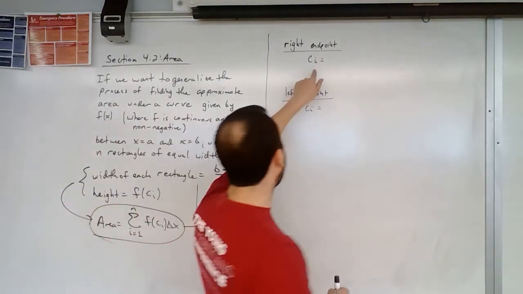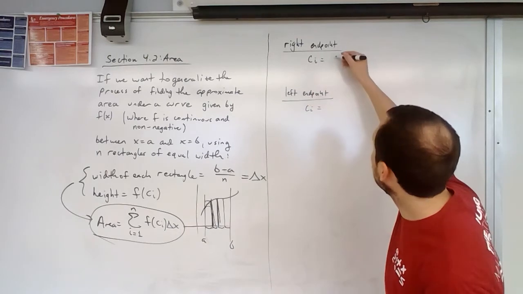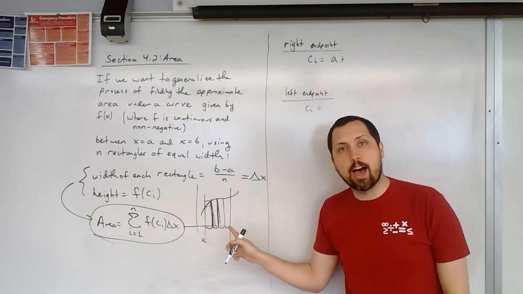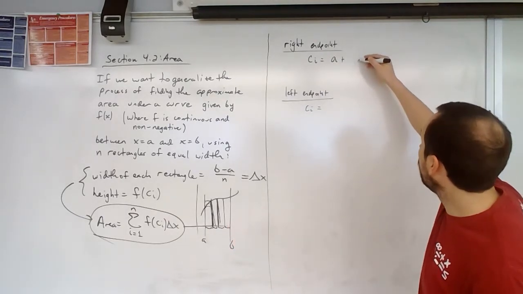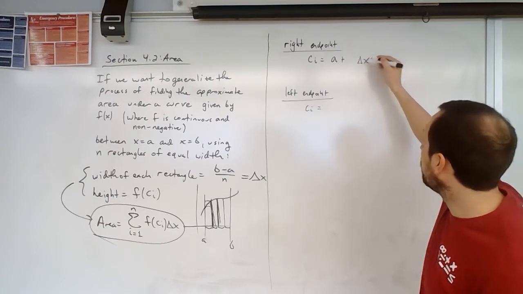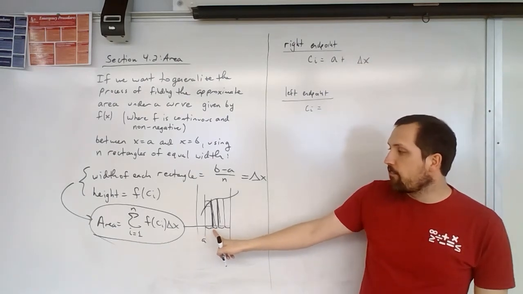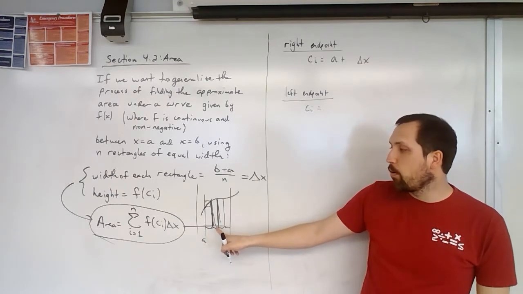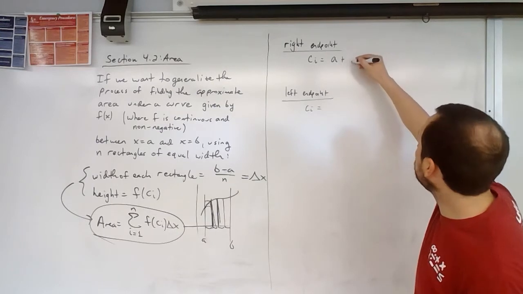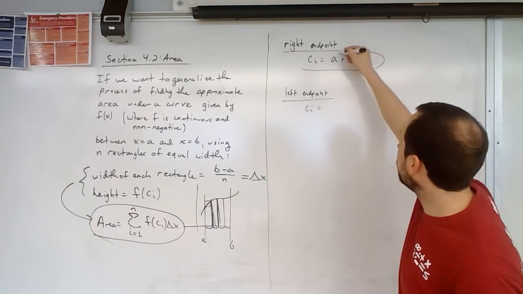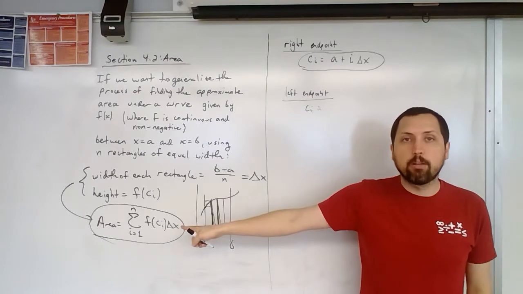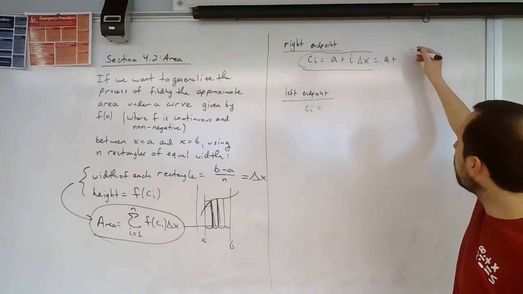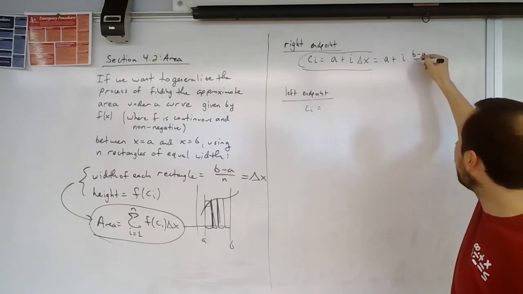So for any i, for any of these, I'm going to start with a, and then I'm going to add on a certain number of copies of delta x. For my first one, I add on 1 copy of delta x. My second right endpoint, I add on 2 copies. So this is going to be i times delta x. So this c sub i is what we can plug in. Now we could also refer to this as the same as a plus i times (b minus a) divided by n.